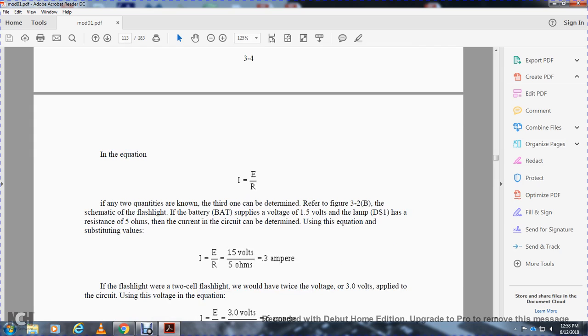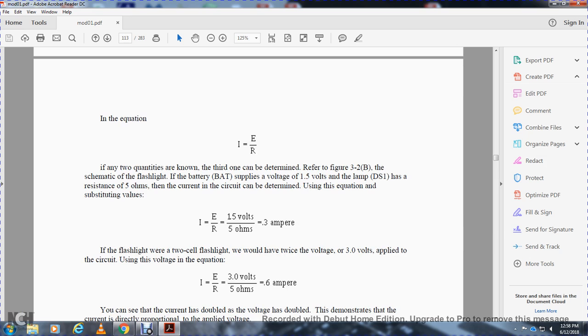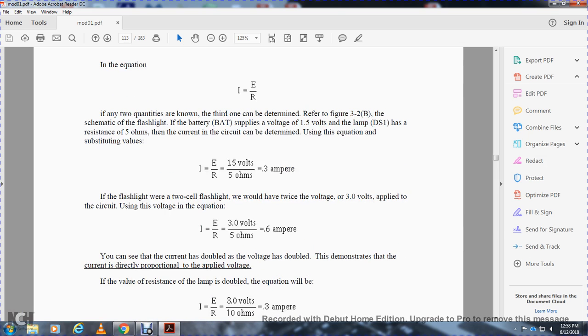You have the equation, and you get 0.3 amperes. A 2-cell flashlight would have twice the voltage, 3 volts, applied to the circuit. Using this voltage in the equation, I equals 3 volts over 5 ohms, which is 0.6 amperes. You see the current is doubled when the voltage is doubled, to demonstrate that the current is directly proportional to the applied voltage.